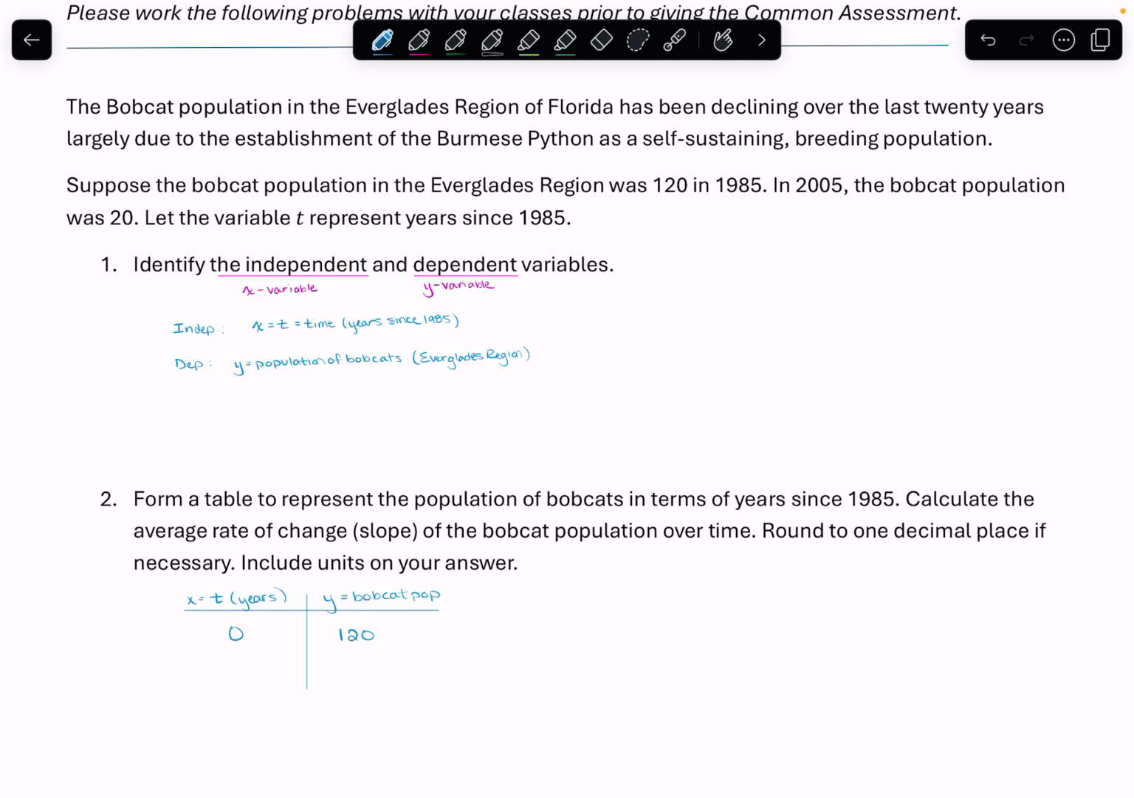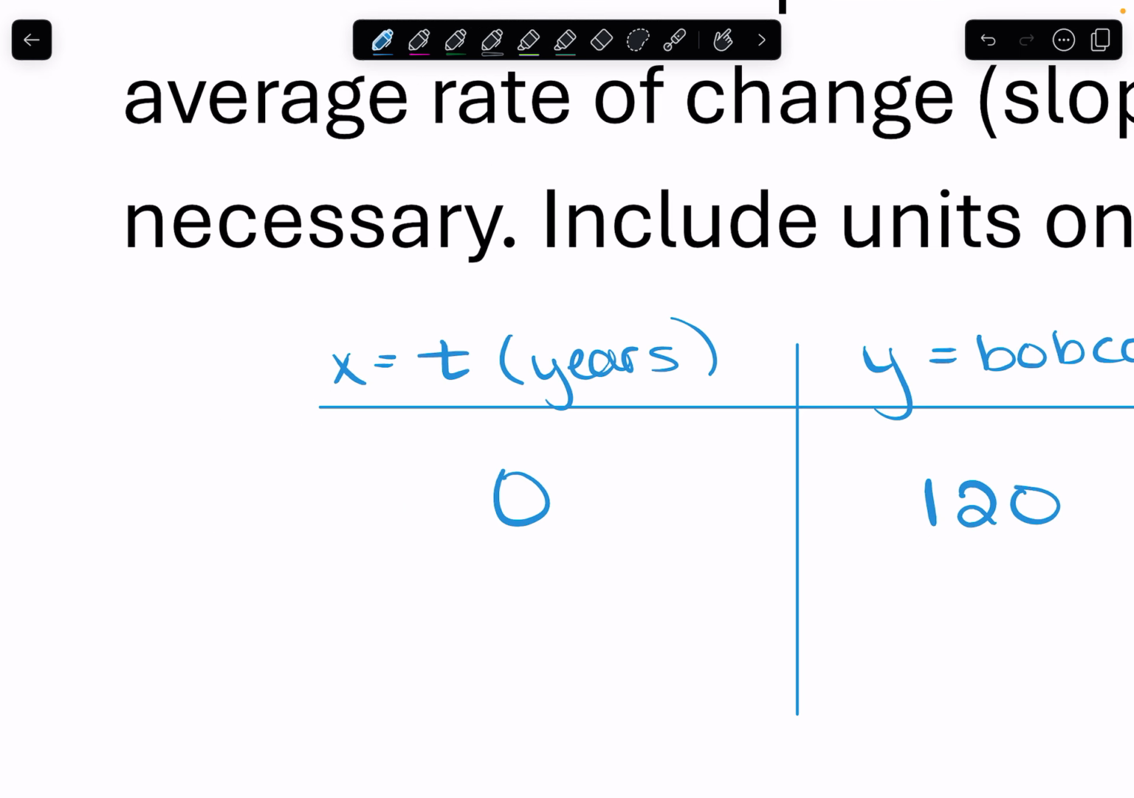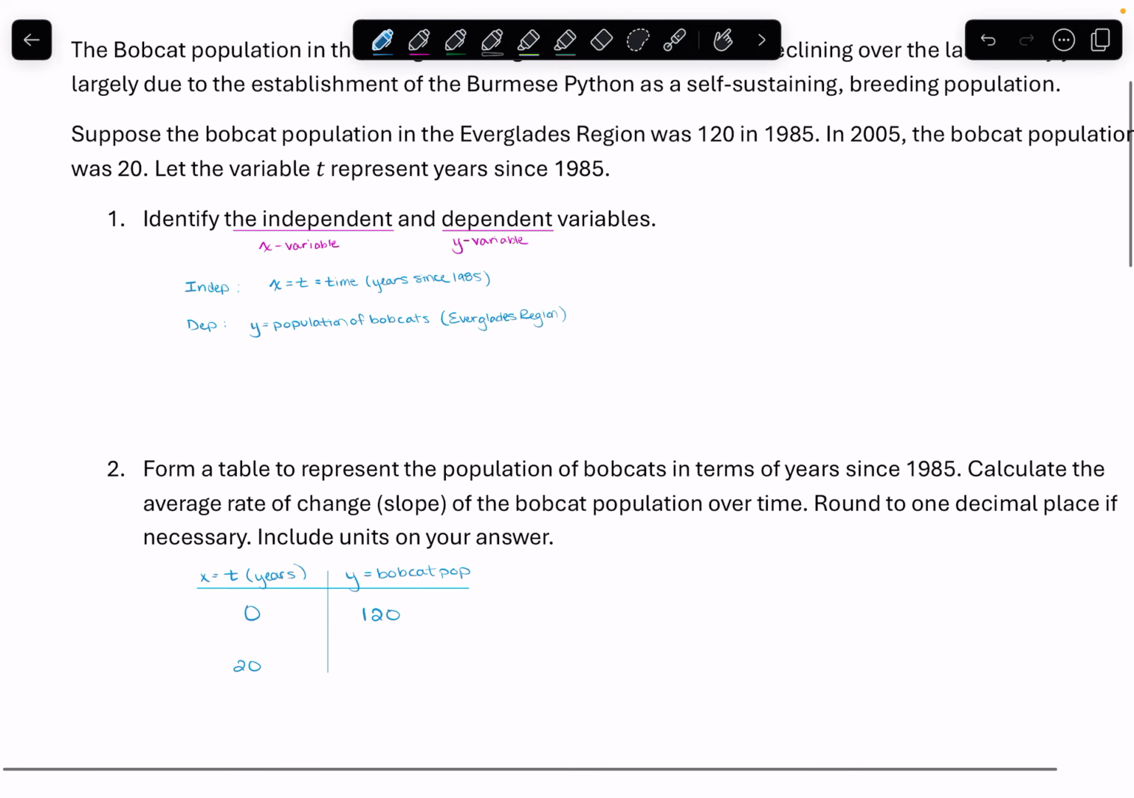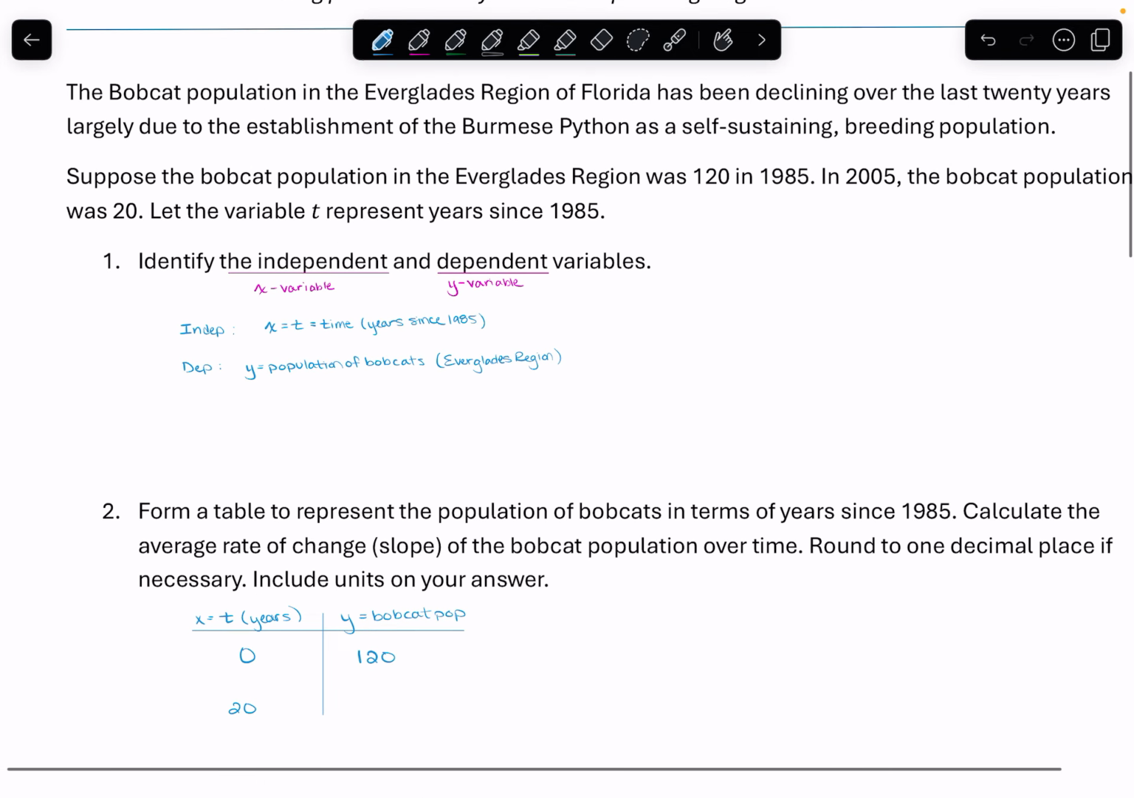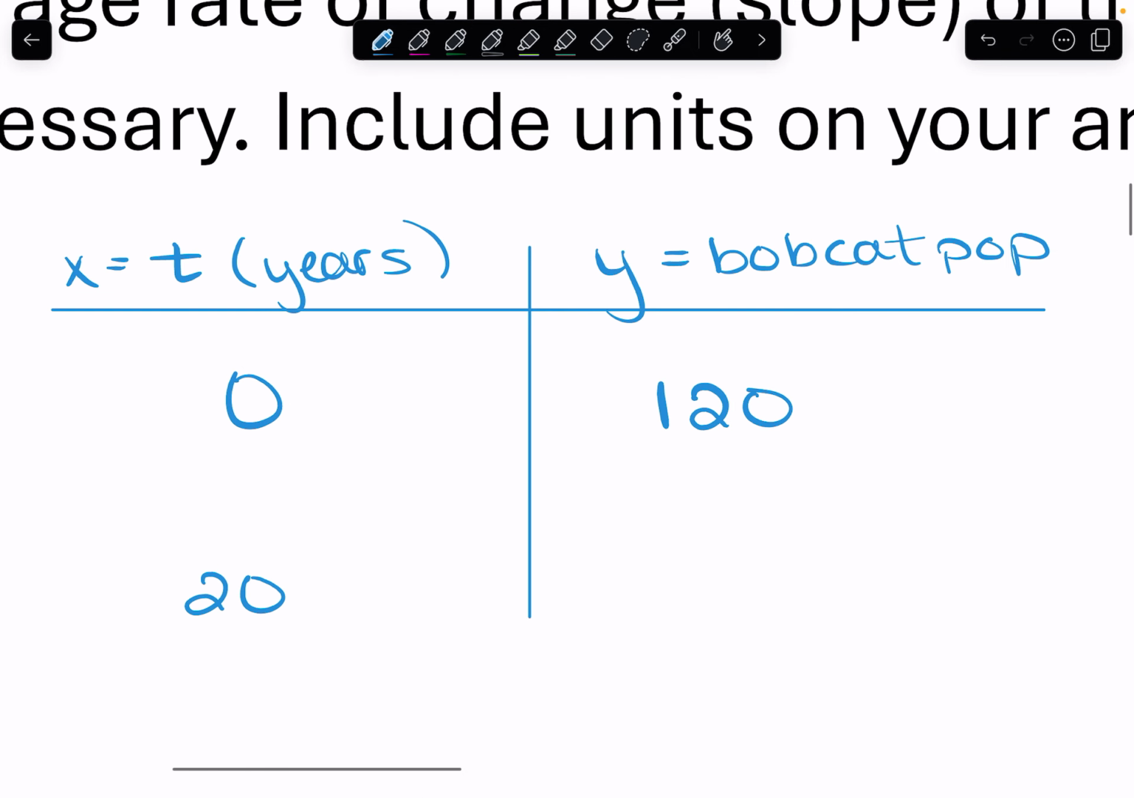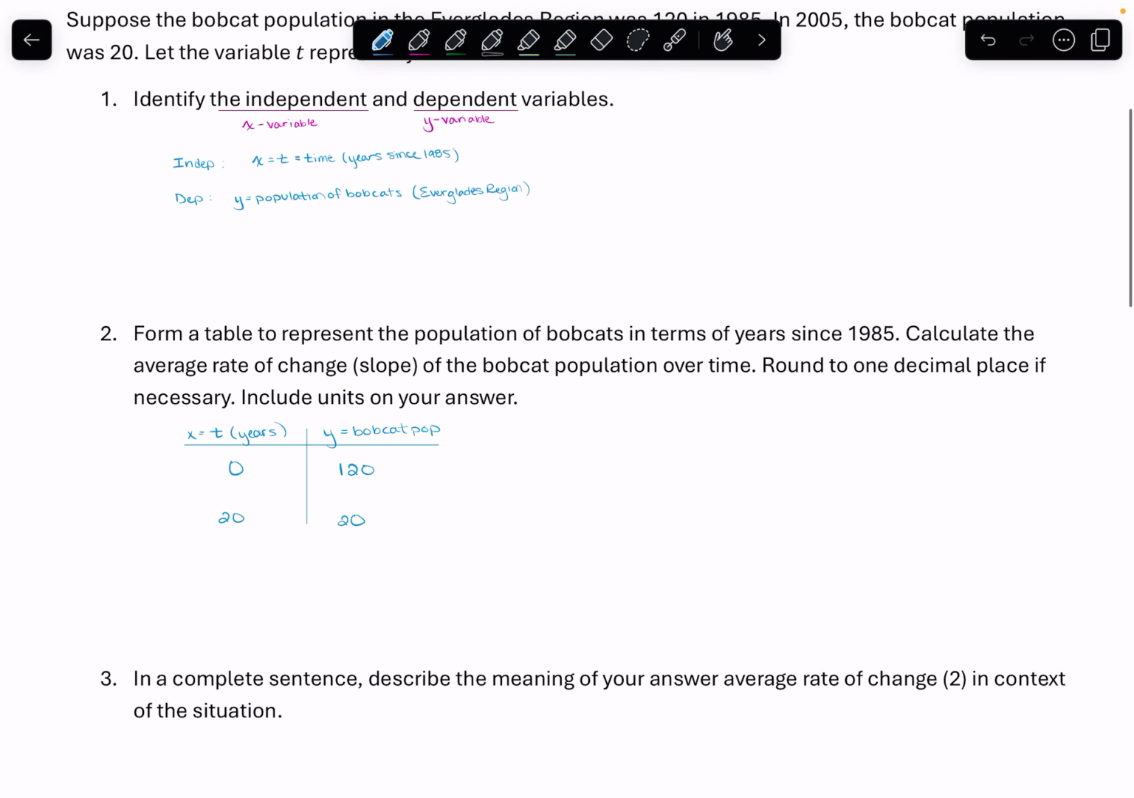Then in 2005, you should be able to do that math, but if you're questioning your subtraction, we're looking at how many years 2005 has been since 1985, so we're going to subtract the two. 2005 minus 1985 is 20. The population was 20. So after 20 years, the population has decreased down to 20. All right, so here's my table.